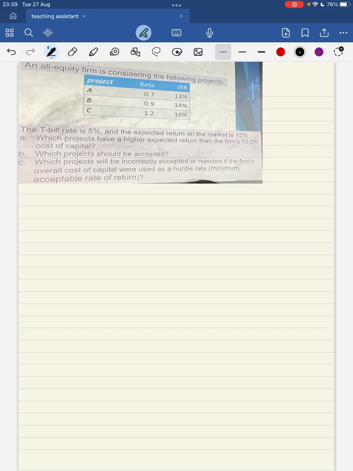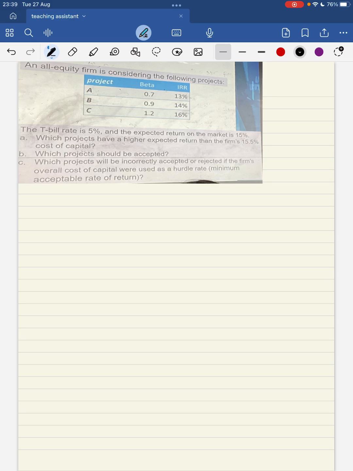Hello everyone, welcome back. Today we will keep practicing chapter 12. Please keep in mind that this exercise may be a part of the final exam, so let's stay highly focused on it. An all-equity firm is considering the following projects.